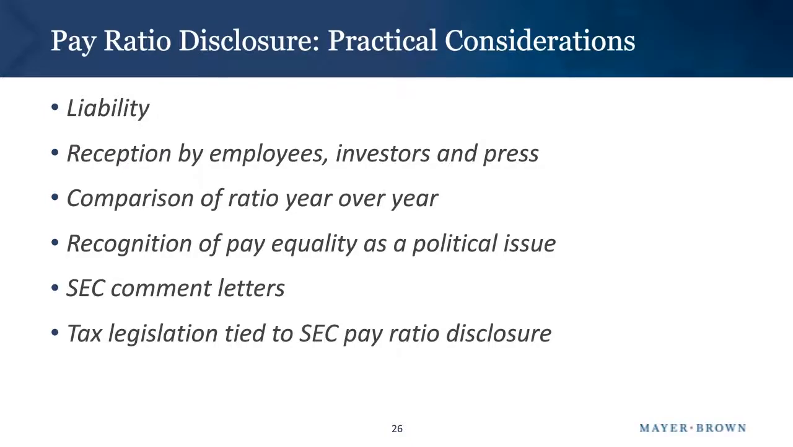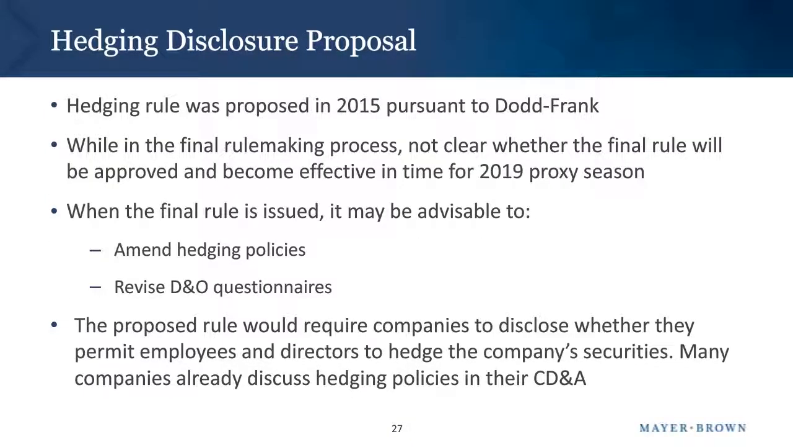Just a few quick updates on other pending Dodd-Frank rules. In the fall Unified Regulatory Agenda, it's been indicated that the hedging disclosure rule continues to be in the final rulemaking process. It's not clear whether the final rule will be approved in time for the 2019 proxy season, but when the final rule is issued, it may be advisable to amend hedging policies and revise D&O questionnaires to capture information about hedging activity. As far as the actual disclosure goes, many companies already discuss hedging policies in their CD&A.